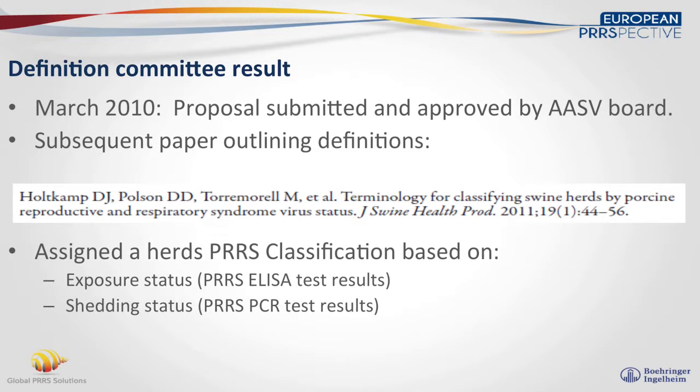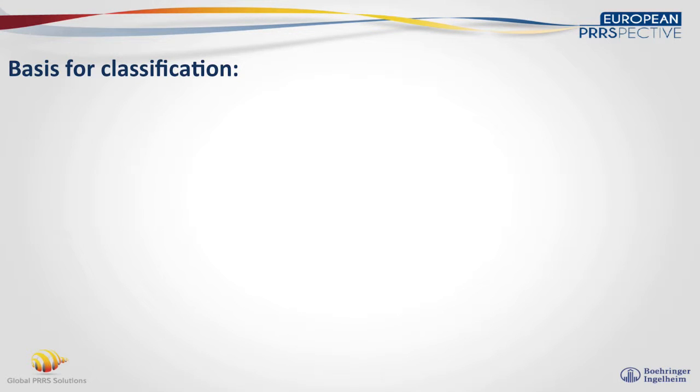But what came out of it was that in 2010, a proposal was submitted to the AASV board, and then a subsequent paper was published. And so basically, this paper is the foundation of the PRRS herd statuses in the United States, and that will be what I talk about going forward. And again, they define these classifications based on exposure and based on shedding. So it takes us back to those diagnostics. So I'm going to walk through the different classes in each of these categories.